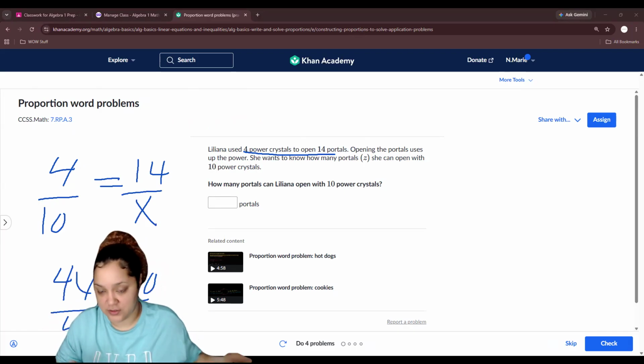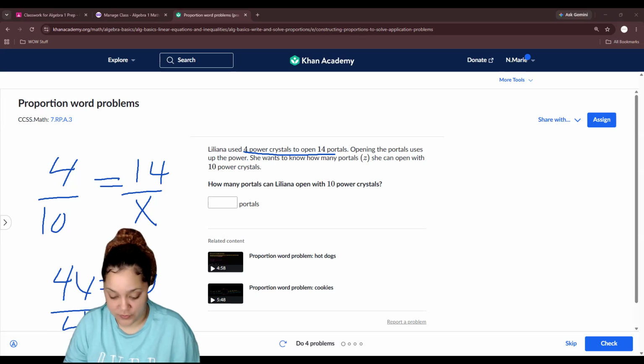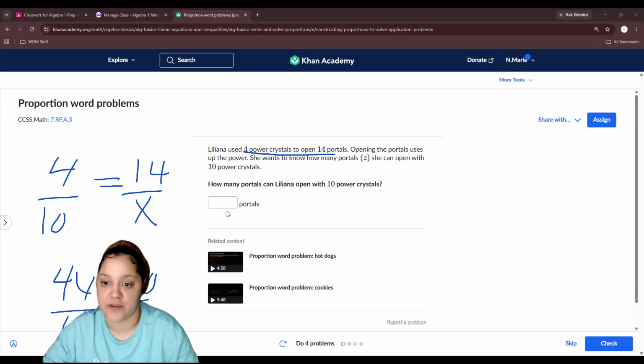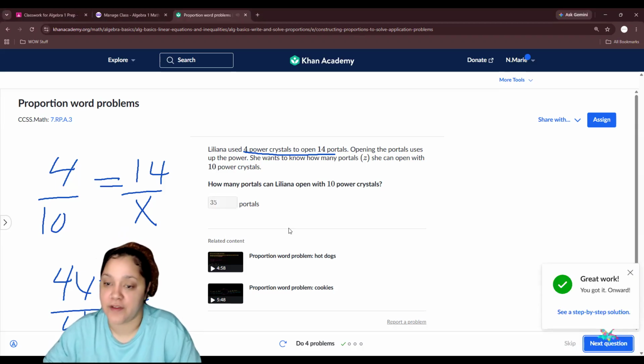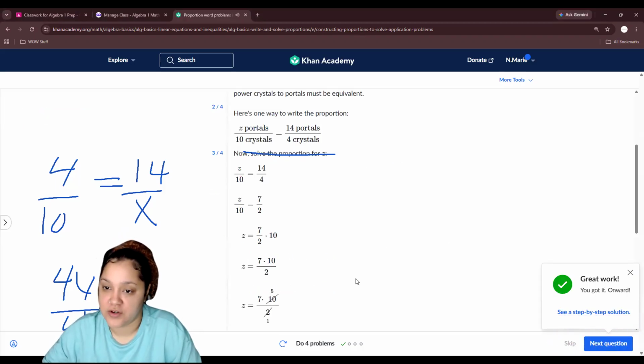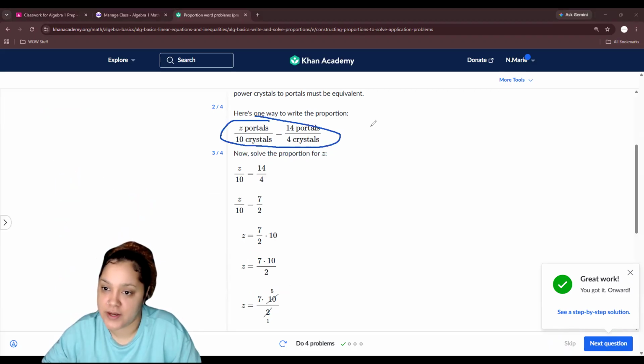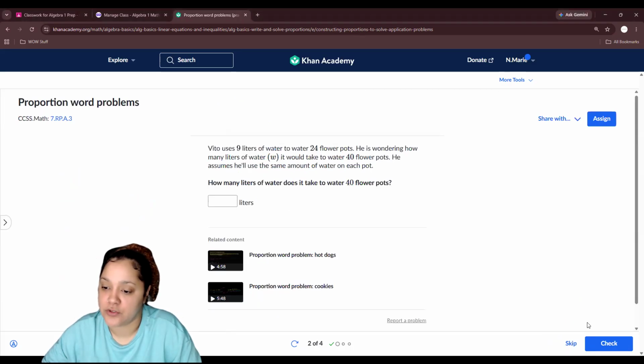And feel free to use a calculator. 140 divided by 4 gets you 35. So she can open 35 portals. And so you can see they set theirs up a little differently than mine, but it's fine, right? As long as you set stuff up correctly and cross multiply and solve correctly, you're good to go. So make sure you practice. If you get things wrong, they'll show you how to do it.